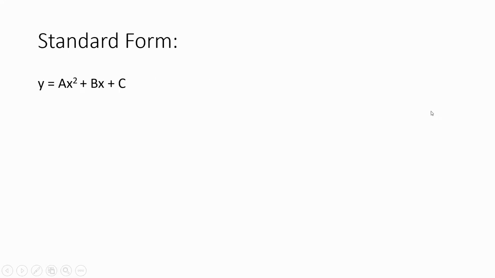All right, so this is what standard form looks like. I know this is a quadratic function because we have x squared. Anytime I have x squared, that's going to be a quadratic function. Do you guys remember what shape we get from a quadratic function?